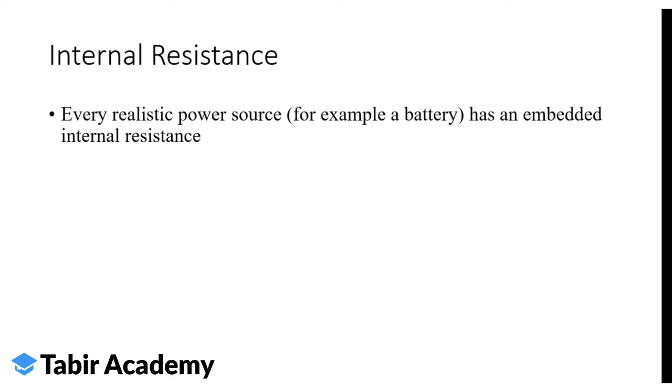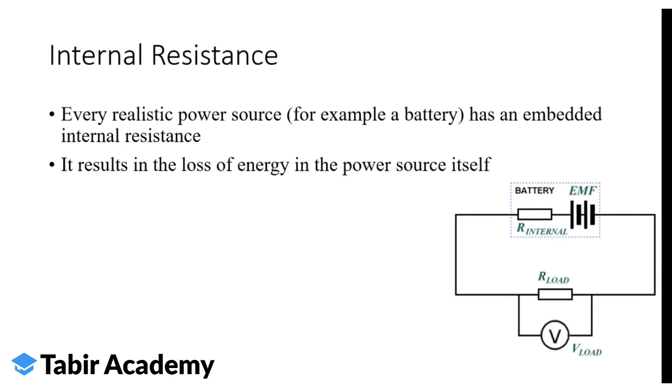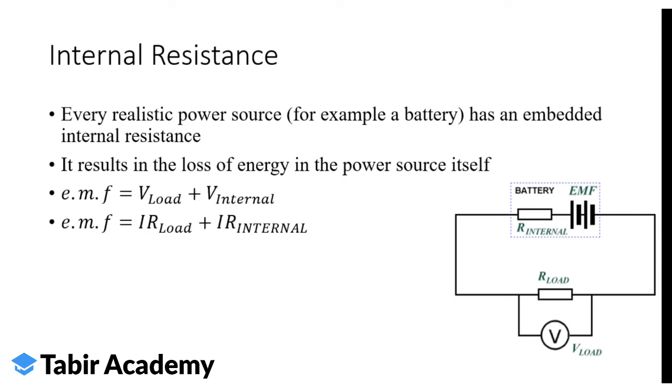Each of these materials has different resistivity. Because it's a realistic material, there will be some internal resistance offered to the electrons or the charged particles flowing out of the battery. This internal resistance is going to cause some energy loss in the power source itself. So we can consider this example.